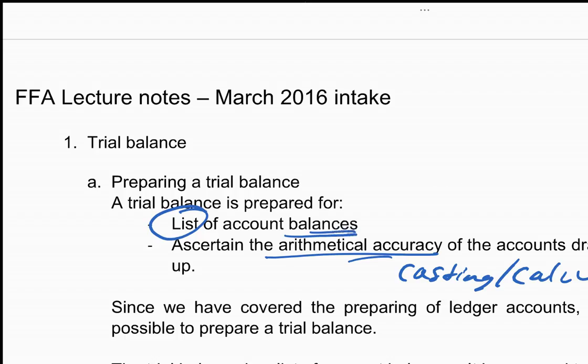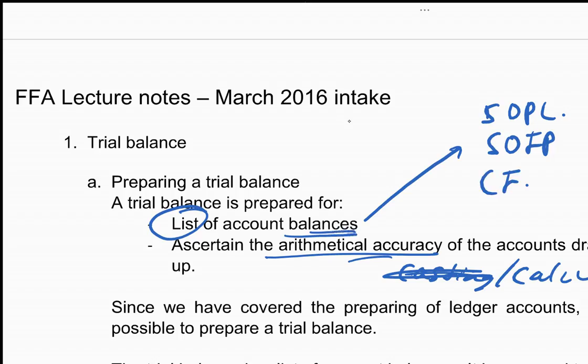Do you need to know the term casting? No need. Now some of you may have come across the term casting. Casting means that you add up and check. So these are the two main reasons why we have a trial balance. And because you have these two things, it allows you to prepare your statement of profit or loss, P&L, and also the statement of financial position, which is the balance sheet. You could also use the trial balance to help you prepare the cash flow statement. So it's very useful.